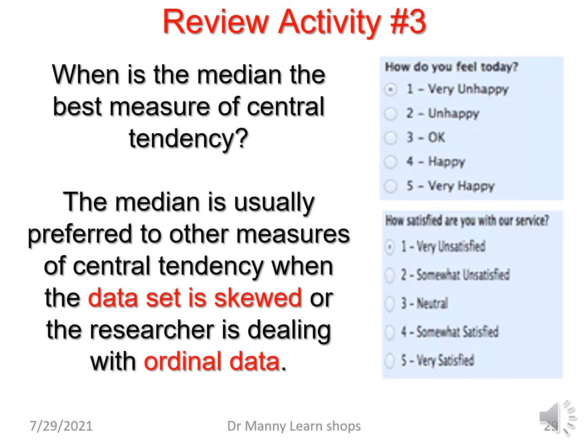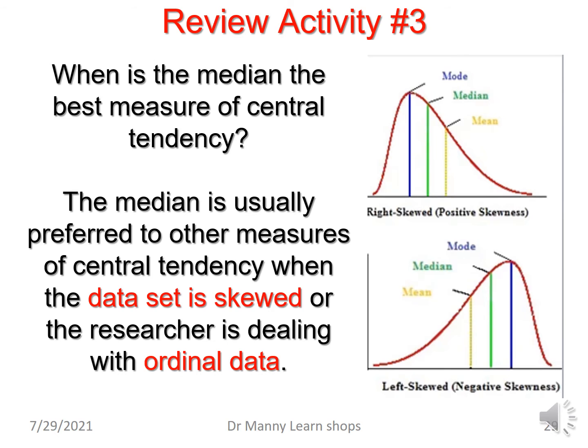Another review activity. When is the median the best measure of central tendency? The median is usually preferred to other measures of central tendency when the data set is skewed or the researcher is dealing with ordinal data. Ordinal data, a scale, in an order. How do you feel today? How satisfied are you with our service? So it can be right-skewed, which is also referred to as positive skewness, or it can be left-skewed, which is referred to as negative skewness.